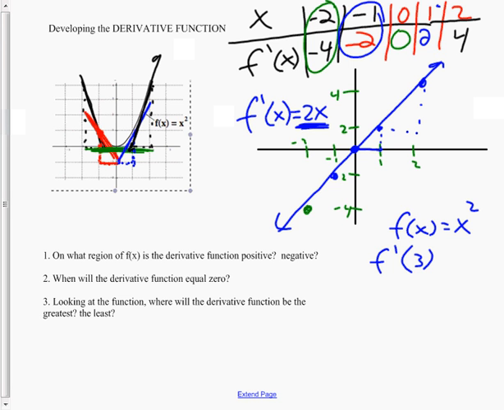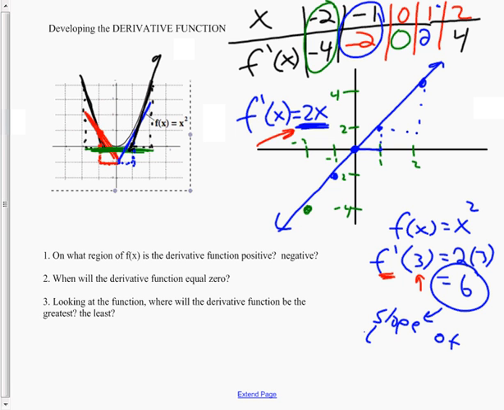The derivative when x equals 3 will equal, well, now we just plug 3 into my derivative function. So it equals 2 times 3, or rather, 6. That says the slope of the tangent line when x equals 3 is 6, or the instantaneous rate of change of my function when x equals 3 is 6.